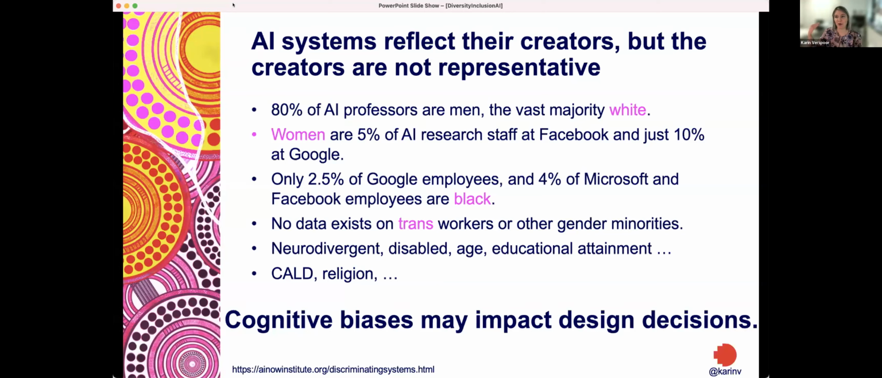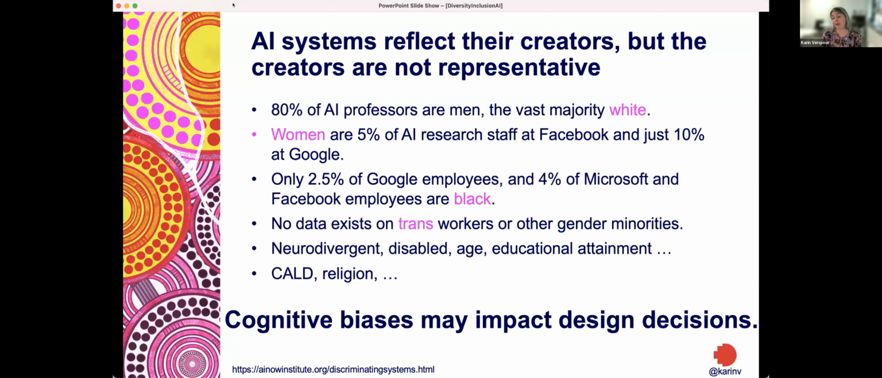So if we're thinking about who's in our data, there's a mismatch between who's in the data and who's building these systems, okay? There have been some stats, and you don't have to believe me, these are collected by other people. Things like 80% of AI professors are men, and the vast majority of those men are white. I am glad to be one of the few 20% of AI professors who happen to be female, but this certainly is something that I have experienced firsthand.